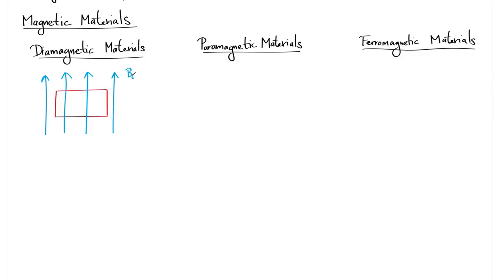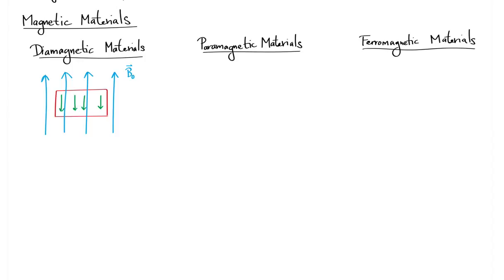B naught, an external magnetic field that's been applied. And a diamagnetic material will respond to that magnetic field by having the magnetic dipoles inside align in such a way so that they will generate a field inside that will partially, and by partially I mean to quite a weak extent, try to oppose the applied magnetic field. Okay?